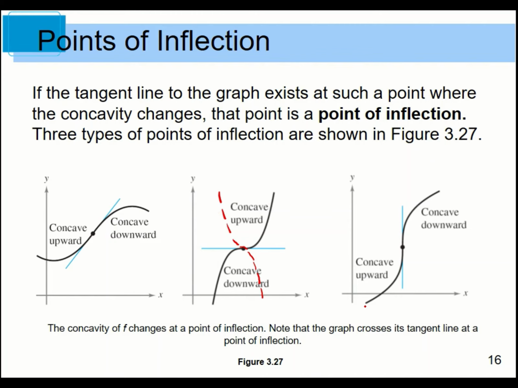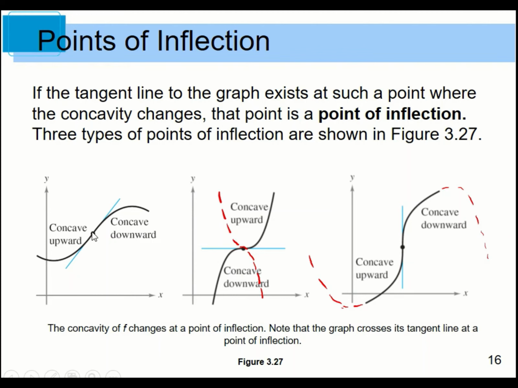Okay, the third graph, this is the point of inflection. Before this point, the graph is concave downward. If we extend the curve, it will be something like this. And after this point, the graph will be concave downward. So the point of inflection is the point where the concavity of the function changes.